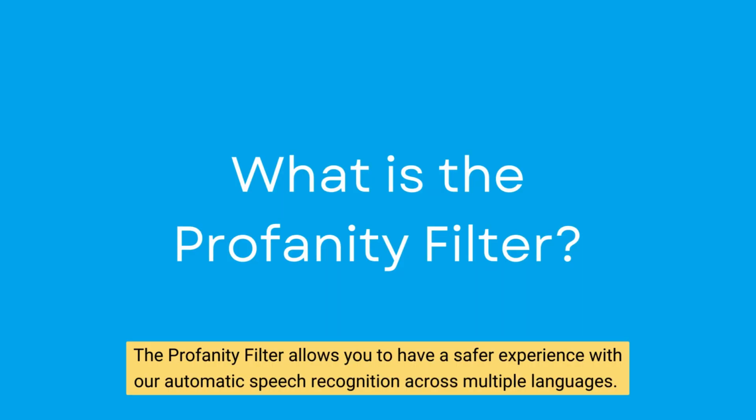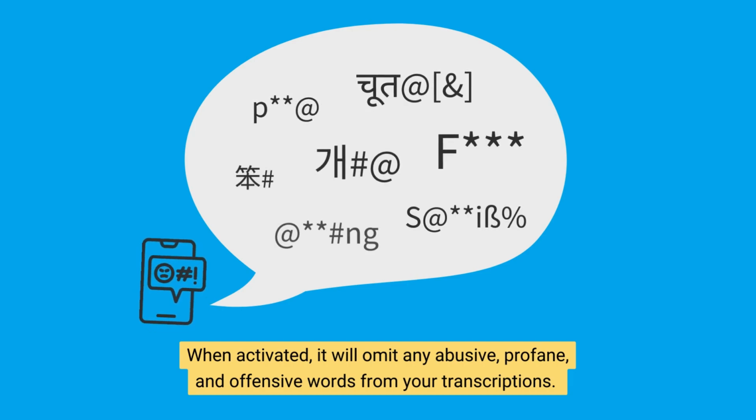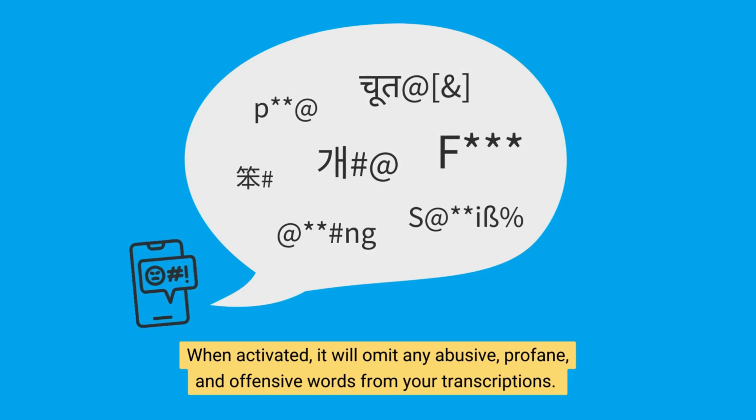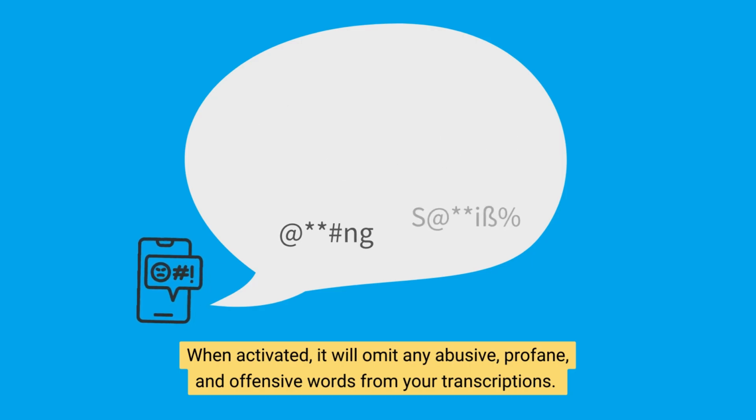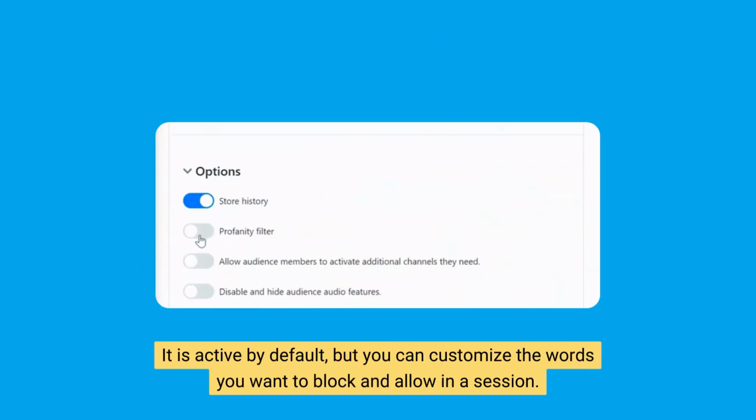The Profanity Filter allows you to have a safer experience with our automatic speech recognition across multiple languages. When activated, it will omit any abusive, profane, and offensive words from your transcriptions. It is active by default, but you can customize the words you want to block and allow in a session.